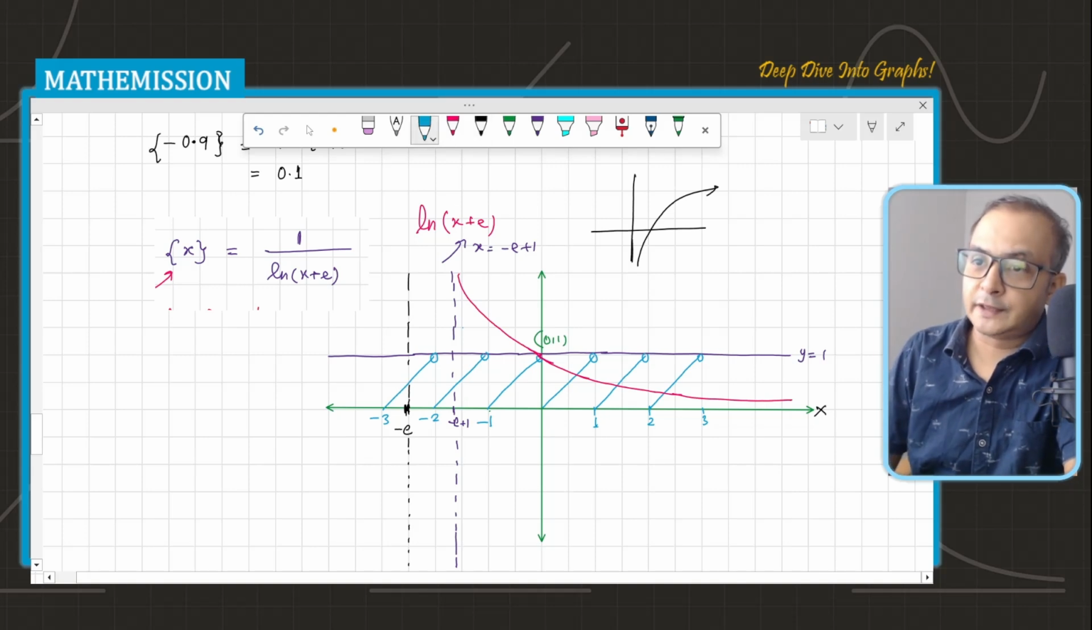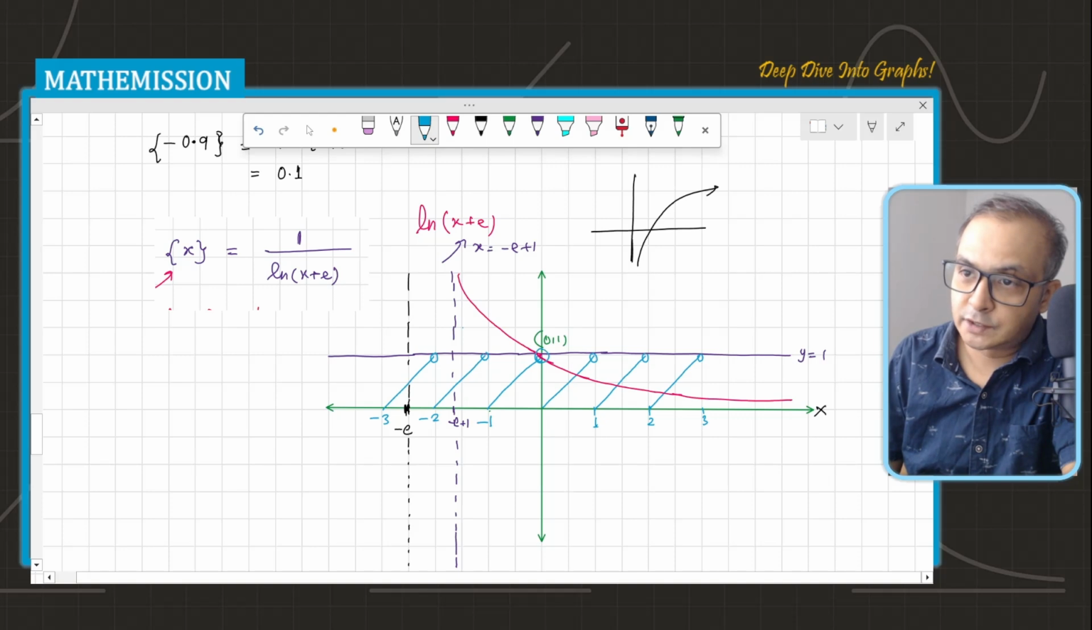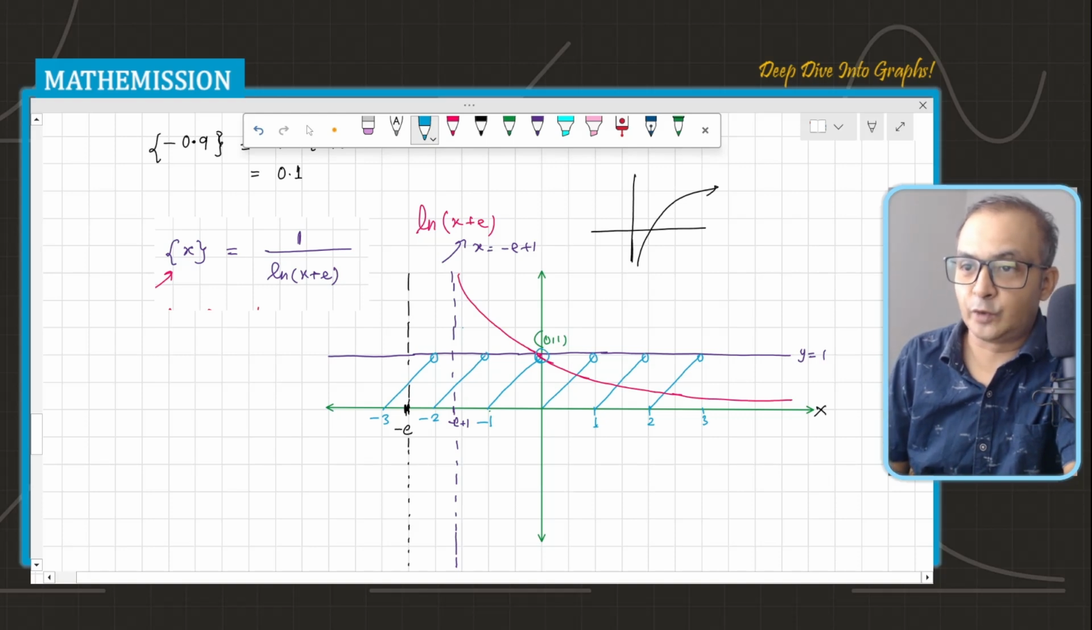One more important thing here is that this is not the intersection point. Why? Because this is an open interval there, therefore the 1 is not taken. It means it will pass through this hole.